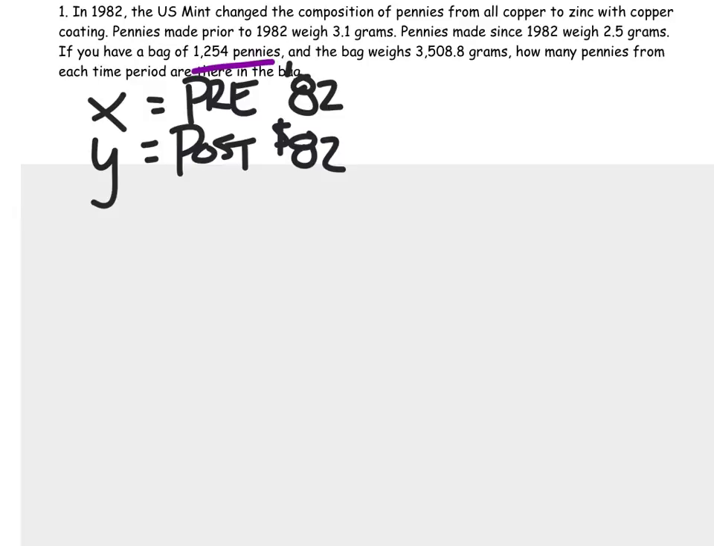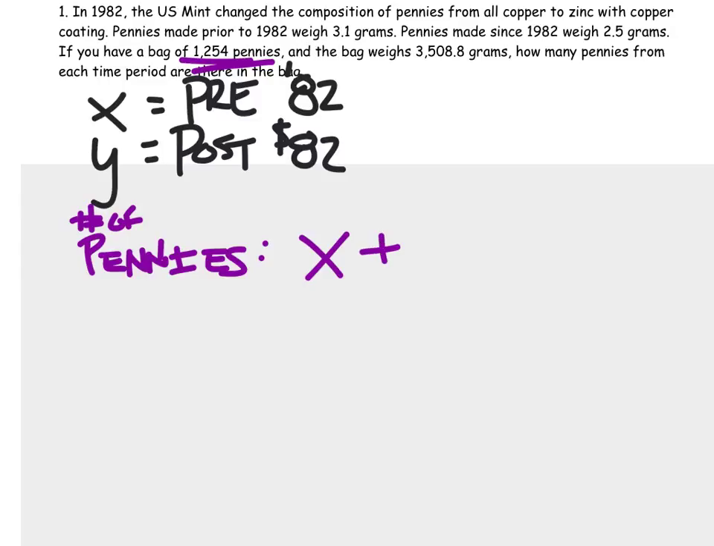So there's two things on it. They told us that there's a number of pennies right here. They didn't tell us which type. So we should get an equation just for the number of pennies, which is what we'll do right here. So the number of pennies strictly is just x, which is pre-82. And if I add this to post-82 pennies, y, then we get 1,254 pennies.